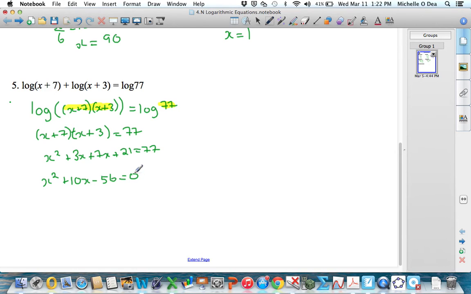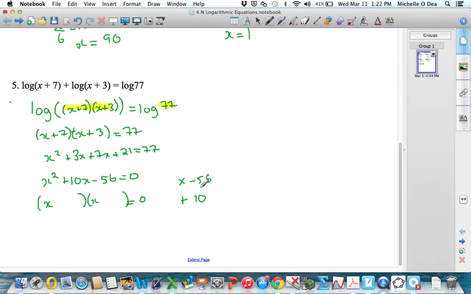So now you have a quadratic, so you have to use your knowledge of quadratics to solve this. So I put my 2 brackets. I know I need to have an x in each bracket to get that x squared. Then remember what we need. We need 2 numbers that multiply to give minus 56 and add to give positive 10. The first 2 numbers that pop into my head are 7 and 8.